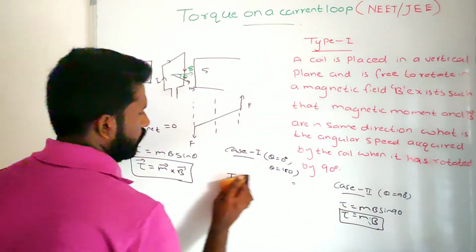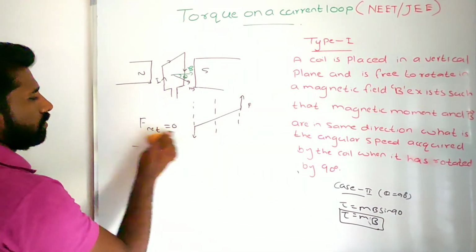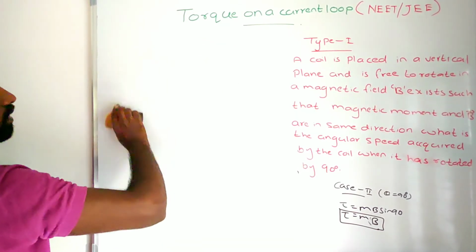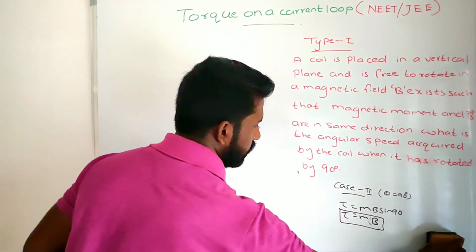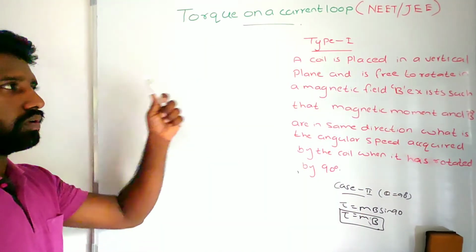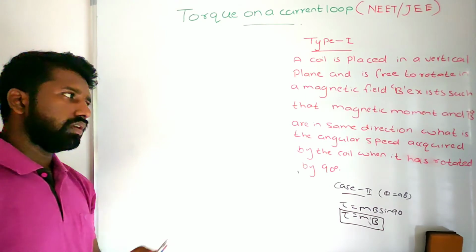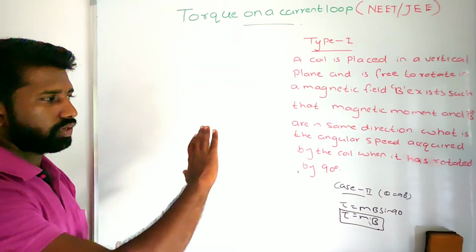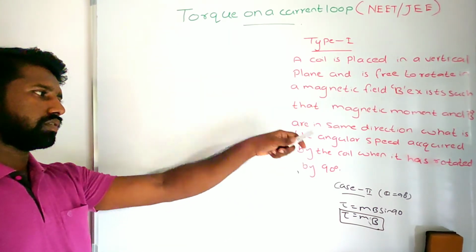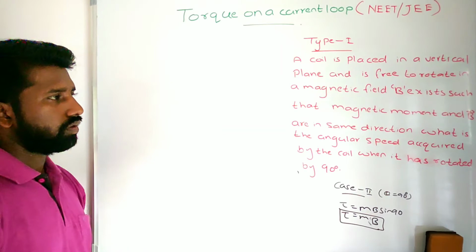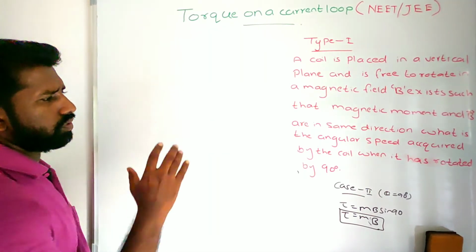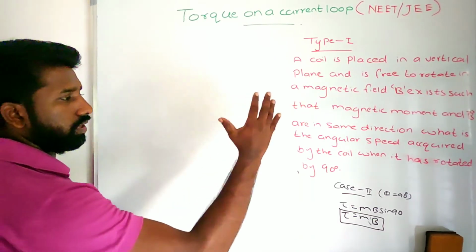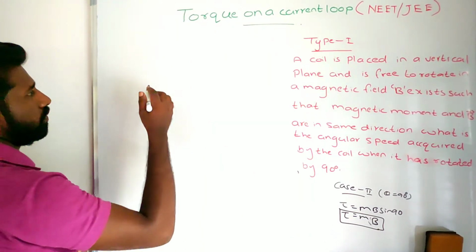Okay, clear? So they are given that there is a coil. That coil is initially making an angle theta with the magnetic field. That means the angle between the magnetic moment of the coil and B is 0 degrees. After that the angle is 90 degrees. Okay, it has to be rotated through an angle of 90 degrees. Then we need to find out how much is the angular speed acquired by this. Okay, now we will see.